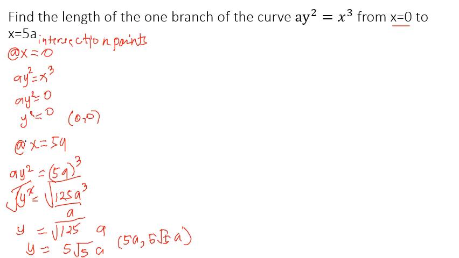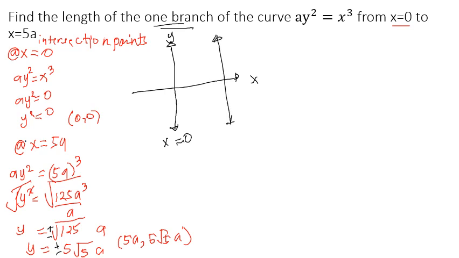So, according to our problem statement, we only need one branch. Therefore, because the roots are positive and negative, we just need to have positive 5 square root of 5. So, now we could draw our curve to visualize it. This is our x and y. Now, we have one parameter which is from 0, and then our second parameter which is x equals 5a. So, we only need one branch.